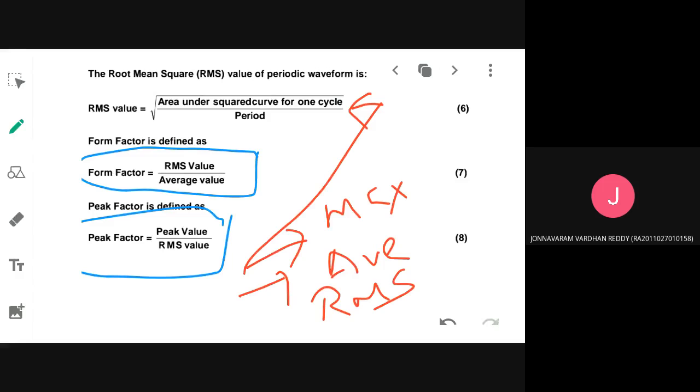Make a note of all these formulae. Four formulae: one for average value, one for RMS value, one for form factor, one for peak factor, that you should never forget. They will give you a problem, a sinusoidal quantity or any other quantity, for which they will ask you to determine the average value, RMS value, form factor, and peak factor. At that time you have to remember these formulae. What is the formula for form factor again? RMS divided by average value. Peak factor is given by peak value divided by RMS value.